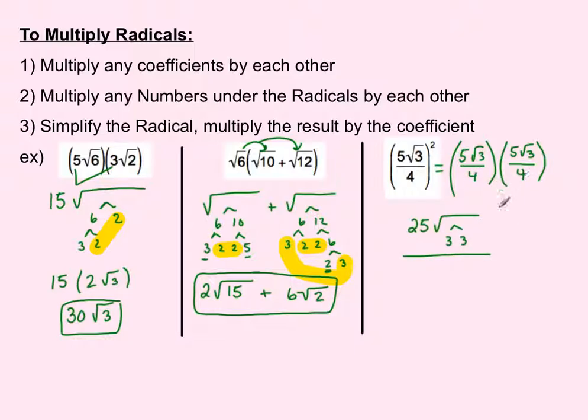The denominator, number times number, is 16. So this guy here is a pair of 3's, so that's going to come out. So I get 25 times 3 over 16. That's 75 over 16.